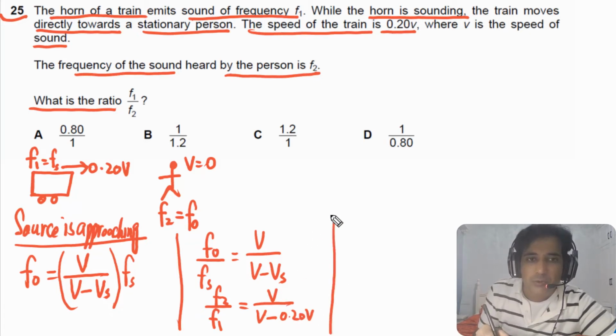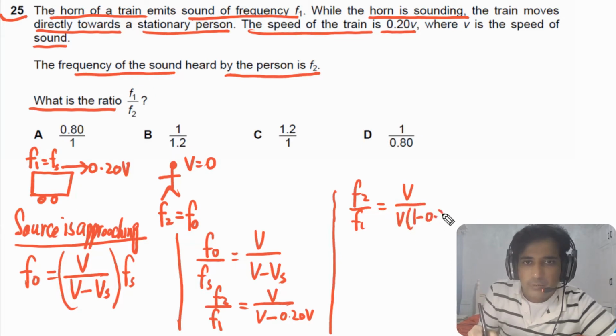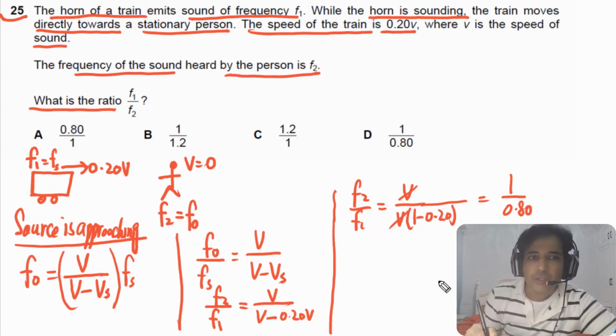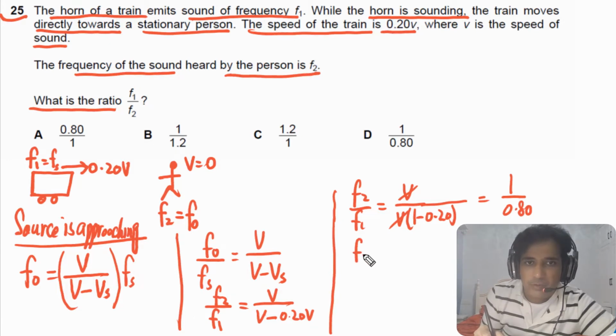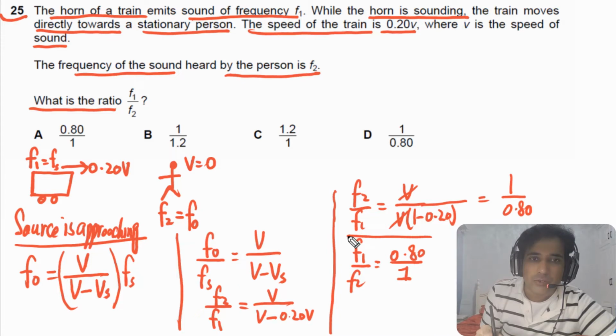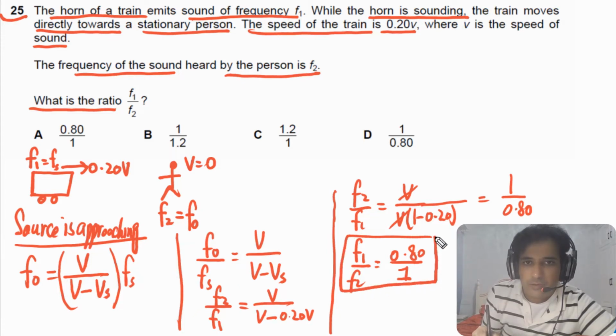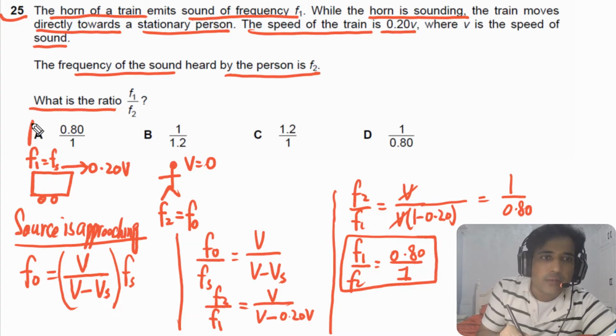Now we just need to simplify. In this case we can write down f2 over f1. This is equal to v over, we can take common v from here, so this is 1 minus 0.20. So simply we can cancel this v with this v. So we are left with 1 over 0.80. We need to find f1 by f2, and this is f2 by f1. So we can write down f1 over f2. This will be equal to 0.80 divided by 1. So this is our final answer. This is what the question was asking us to calculate. So the answer for this question is 0.8.